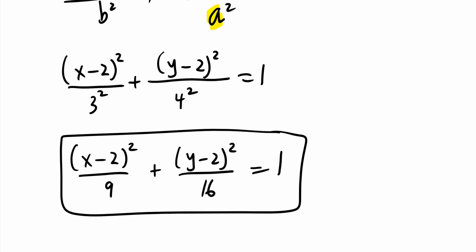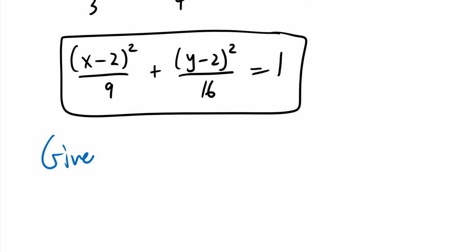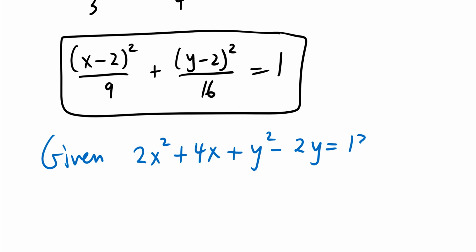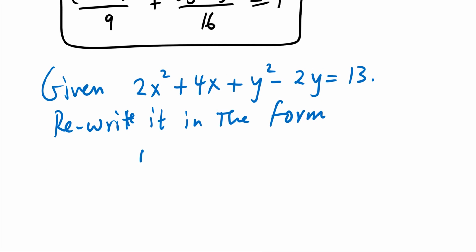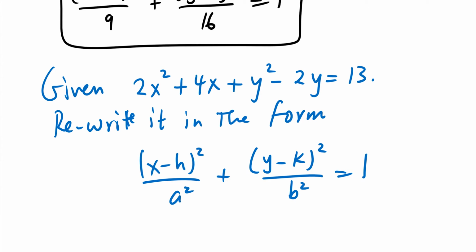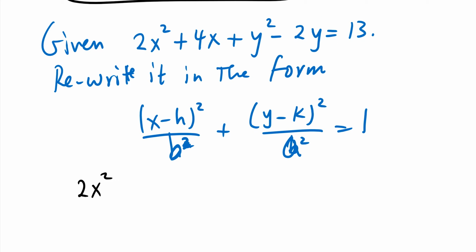Now, another different kind of example, we can be given, let's say, the equation 2x squared plus 4x plus y squared minus 2y equals 13. Rewrite it in the form (x minus h) squared over a squared plus (y minus k) squared over b squared equals 1. So this means write it as something squared over something plus something squared over something equals 1. That means they ask us to complete the square. So it's 2x squared plus 4x. Let me rewrite it. Y squared minus 2y equals 13.